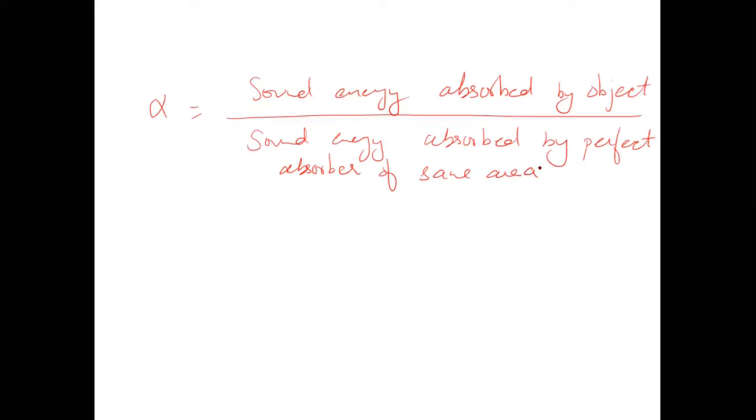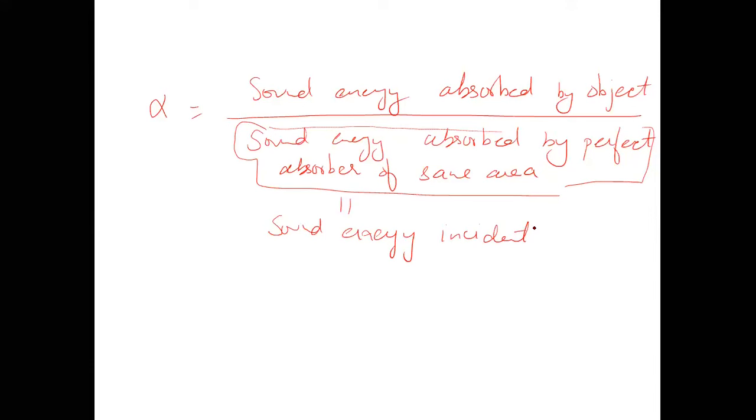For example, if you are taking an open window and the area of your object is 4 feet by 4 feet, then you will have to take a window of 4 feet by 4 feet as well. So this is your absorption coefficient. Now, the sound energy absorbed by the perfect absorber: we said the absorption coefficient of the open window is 1. That means 100% absorption will happen in that case. So the sound energy absorbed by the perfect absorber is equal to the sound energy incident. Now the sound energy is incident on the object and on the perfect absorber with the same intensity, so I can replace the term in the denominator by the sound energy incident on the same object.